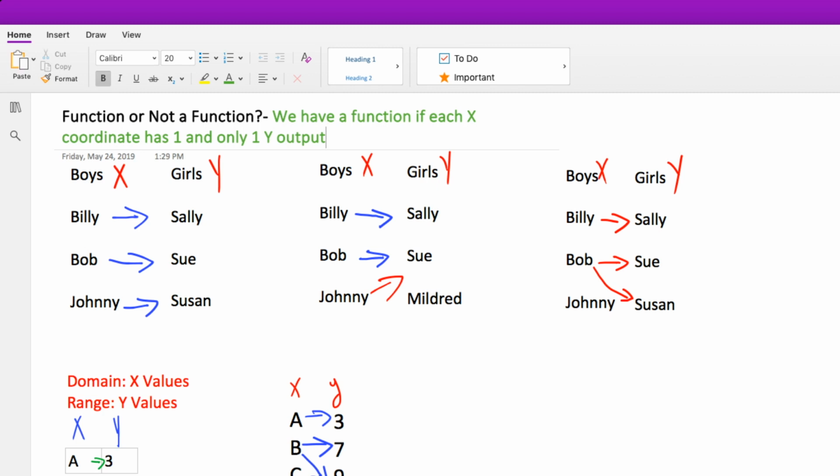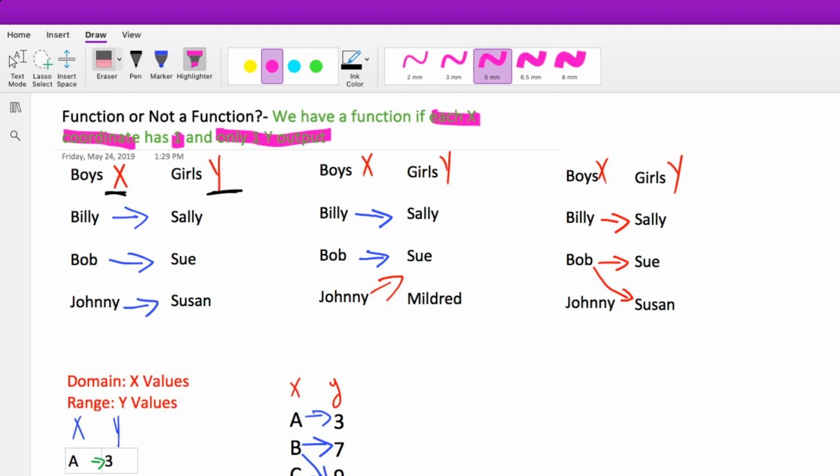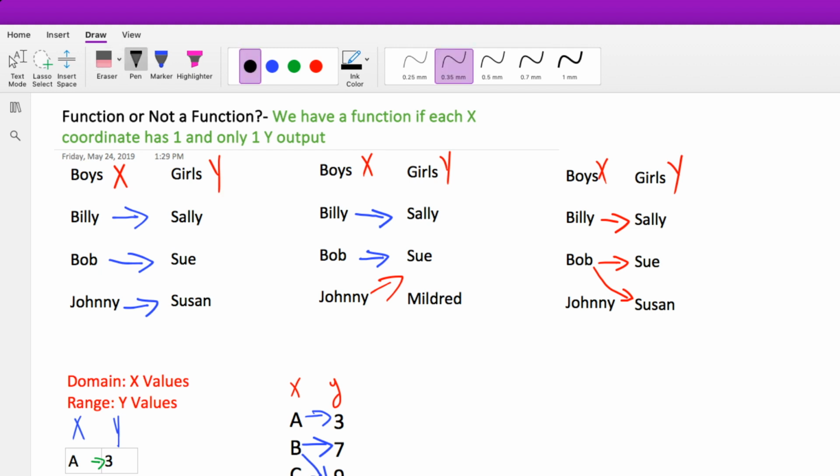So let's take a look right over here. In this example, let's say boys are x and girls are y. So let's look at our definition. We have a function if each x coordinate has one and only one y output. All right, so let's see what we can do with that information. Boys are x, girls are y. Billy only likes Sally. So an x only has one y. So far, so good. Bob only likes Sue.